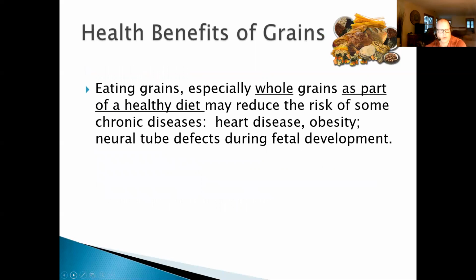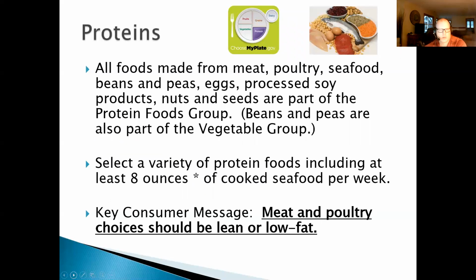Some health benefits of grains: eating grains, especially whole grains, as part of a healthy diet may reduce the risk of some chronic diseases such as heart disease, obesity, and neural tube defects during fetal development. Protein group: all foods made from meat, poultry, seafood, beans and peas, eggs, processed soy products, nuts, and seeds are part of the protein foods group. Beans and peas are also part of the vegetable group.